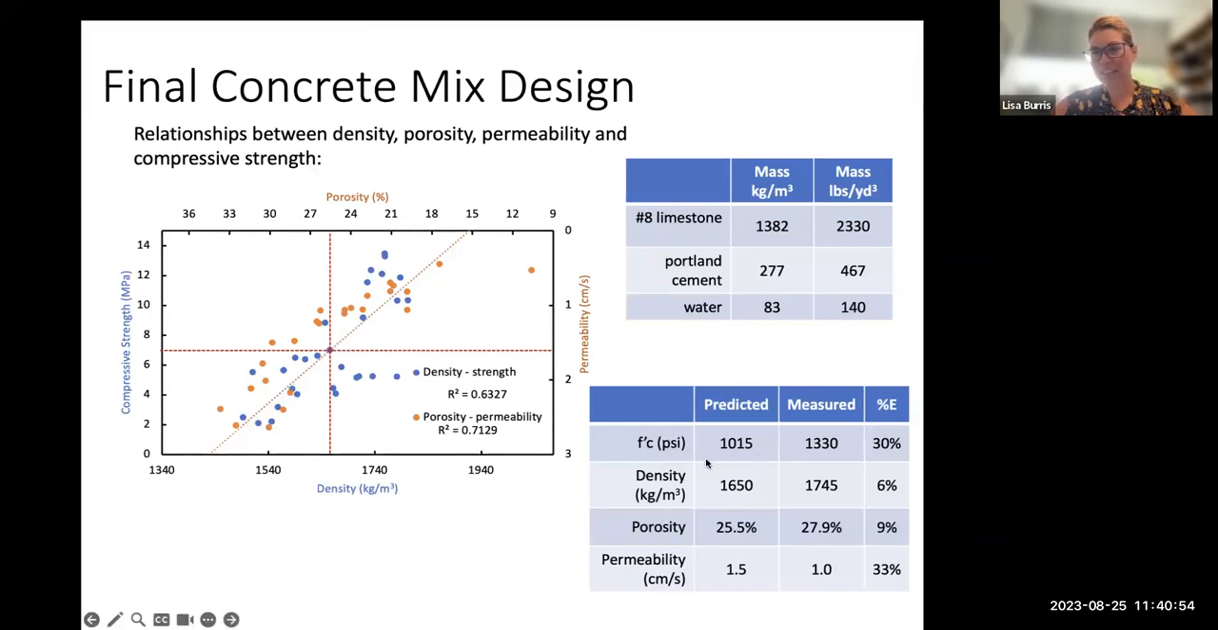And so you can see the closeness of our predicted values and what we were seeking and what we achieved when we measured our created concrete. In some cases, they're pretty close. Density and porosity seemed to agree with our model fairly well. The compressive strength and permeability both had quite a bit of variance from our intended value.